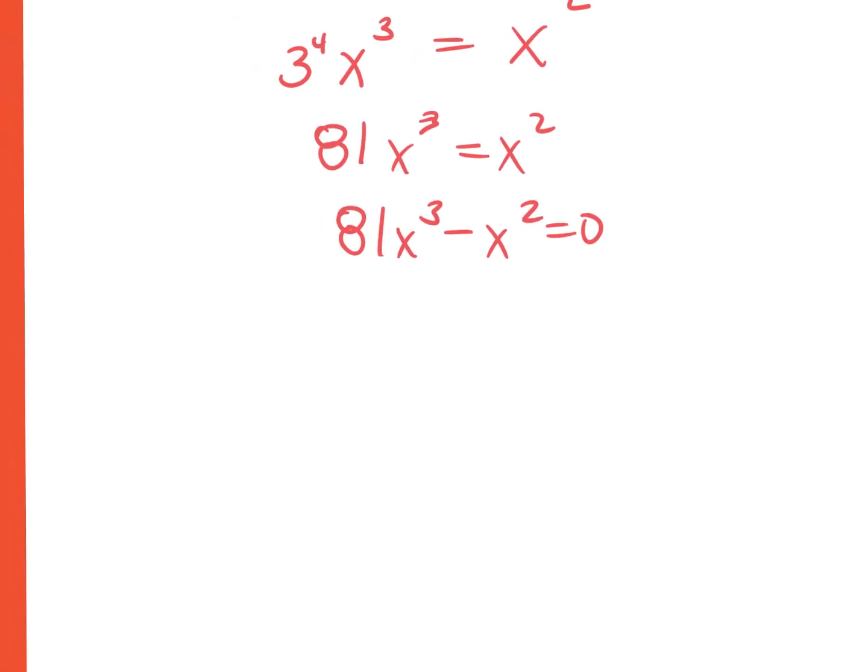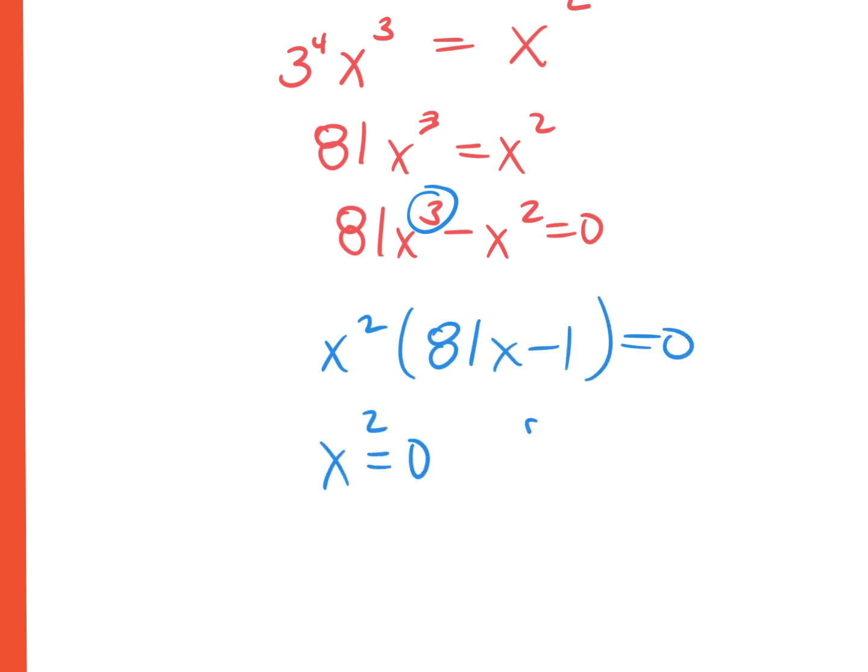How many answers should I have for this problem? 3, all right? Always look at the highest exponent. That's how many answers I should have. So sometimes they're going to be real, sometimes they're imaginary, sometimes a combo of both. But what can I take out of 81x cubed minus x squared? X squared, good, and I'm left with 81x minus 1. So x squared equals 0. 81x minus 1 equals 0.